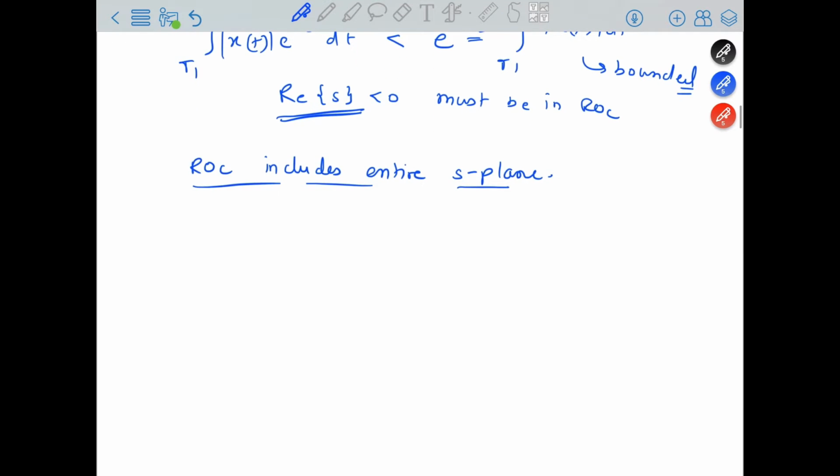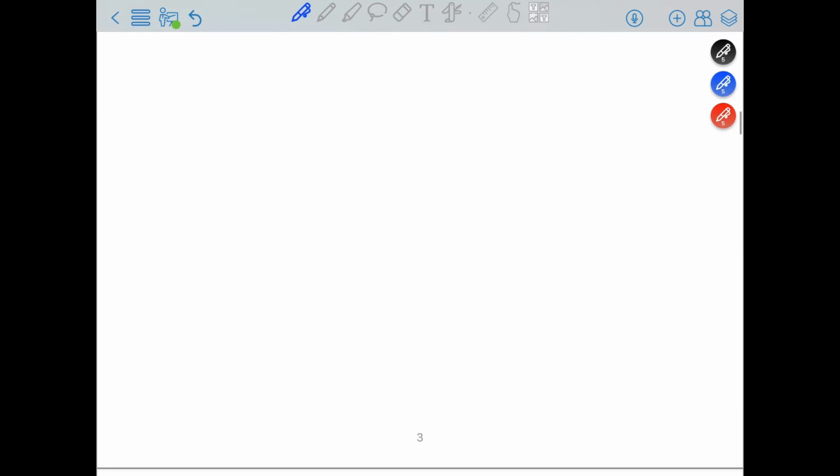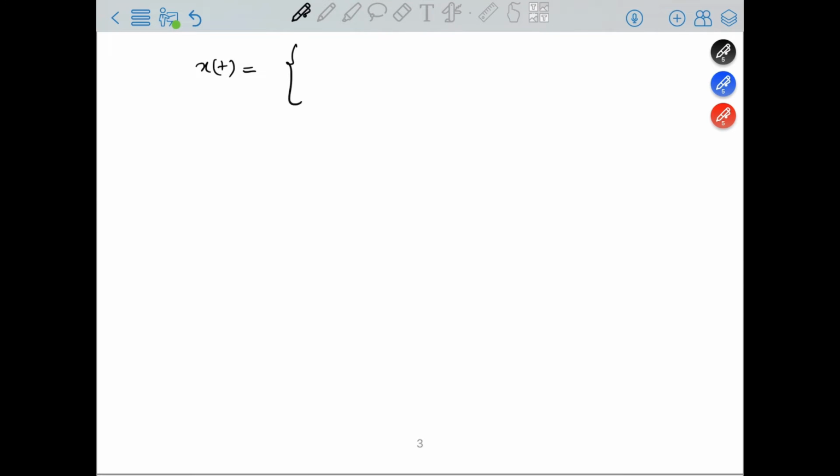So we can understand it with some example also. Suppose we have taken a signal x(t), which is a finite duration signal, and we define it as e raised to the power minus at for t from 0 to capital T, and it is 0 otherwise. So you can directly say that this is a finite duration signal because it is defined only in a range varying from 0 to capital T, and otherwise it is 0. So let's take the transform.